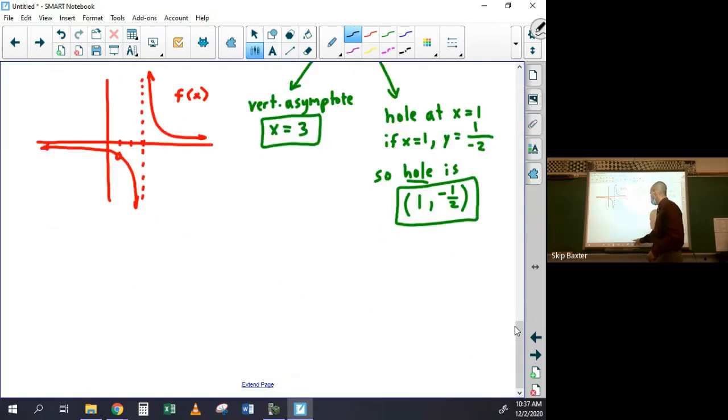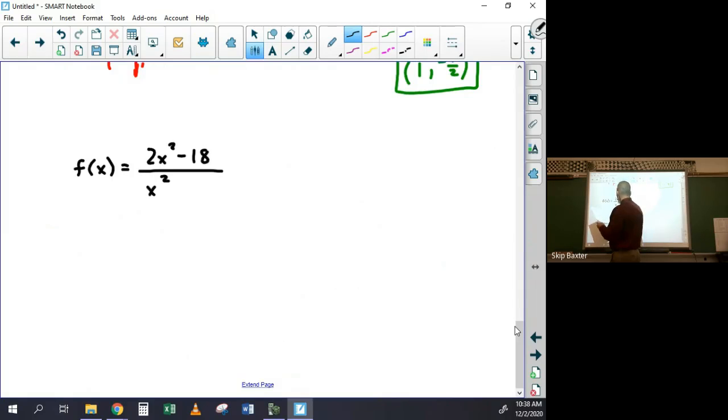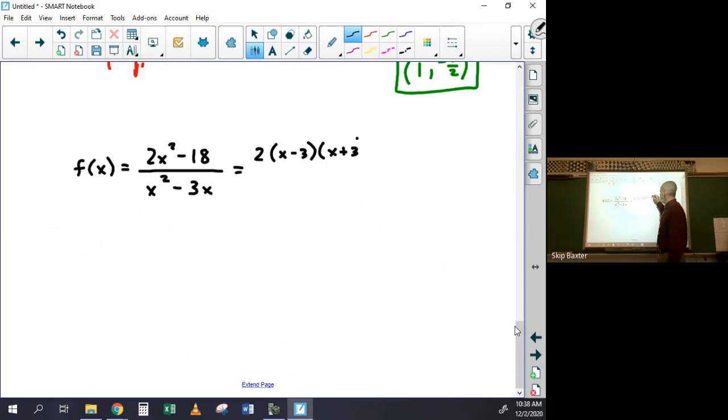Let's just do one more example. What if I have f of x equals 2x squared minus 18 over x squared minus 3x? In the top, I would factor out a common factor of 2, and then you get x squared minus 9, so it's going to be x minus 3 times x plus 3. In the bottom, you can factor out a common factor of x, and you get x minus 3.